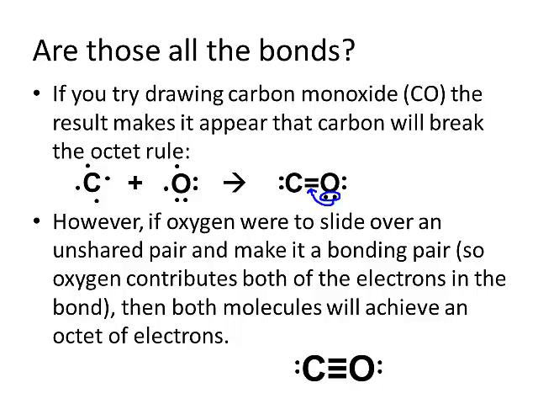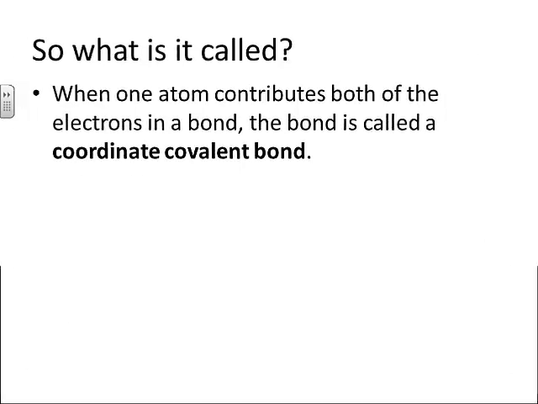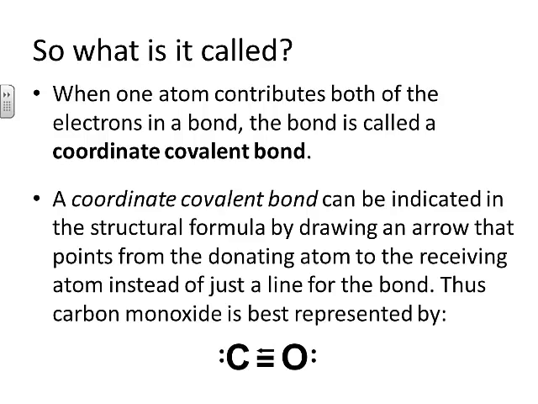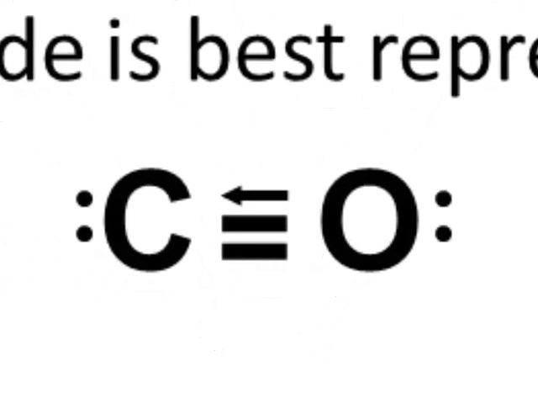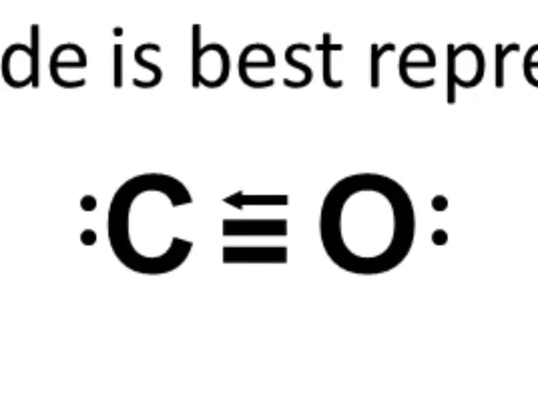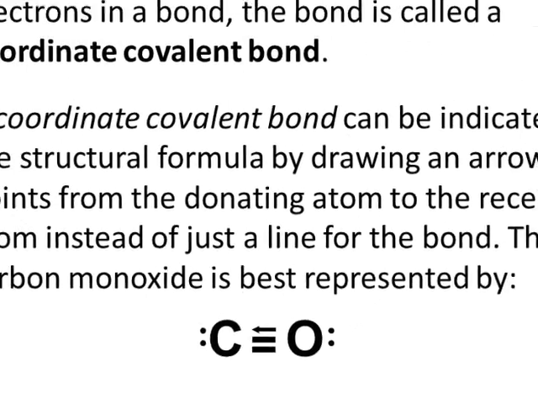It's our last type of bond that we will be covering for molecules. When an atom contributes both of the electrons in a bond, which doesn't happen that often, but it does happen, that bond is called a coordinate covalent bond. A coordinate covalent bond can be indicated in the structural formula by drawing an arrow pointing from the donating atom towards the receiving atom, instead of just drawing a line for that part of the bond. So carbon monoxide would best be represented by the diagram here, showing one of those three lines as an arrow to indicate that particular pair of electrons came totally from the oxygen.